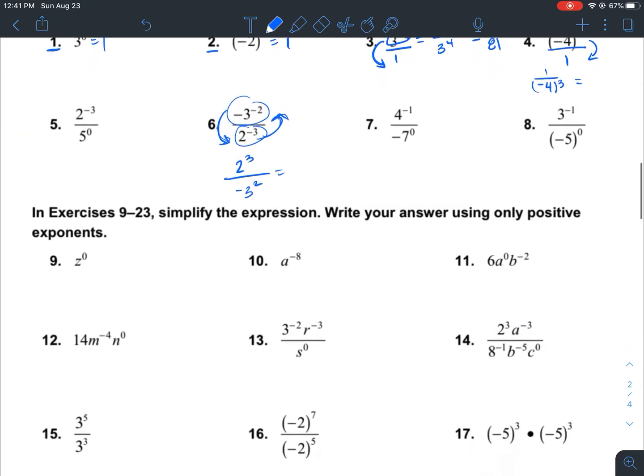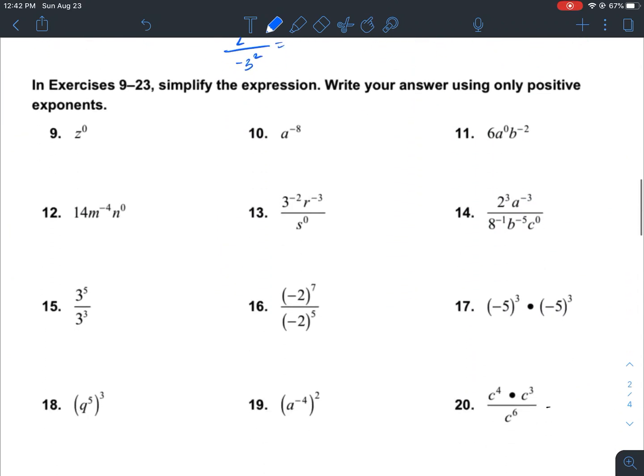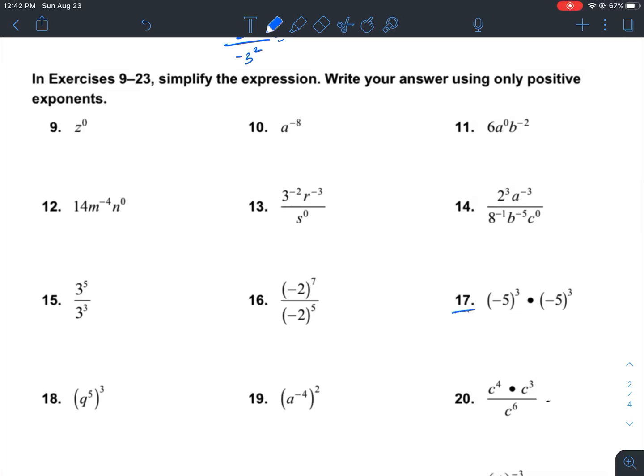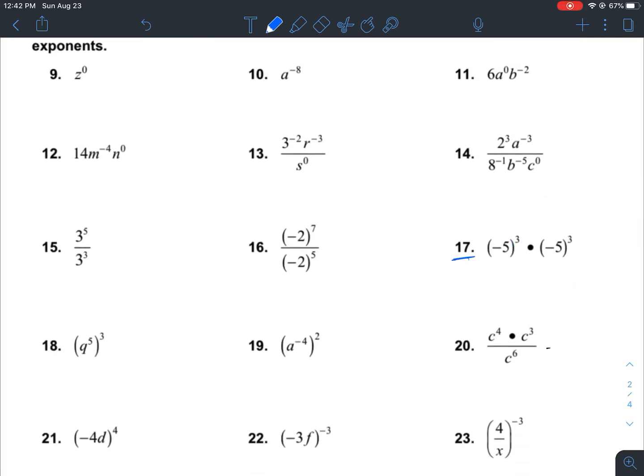So let's see if we can find an example down here. Let's go with this one right here, number 17. Product of powers. You can see here that our base is the same. Negative 5 is our base, and we have two exponents right there. So we can add the exponents and keep the base, and it's still equal to each other. So this is going to be 3 plus 3, which would be equal to negative 5 to the 6. Just like that.